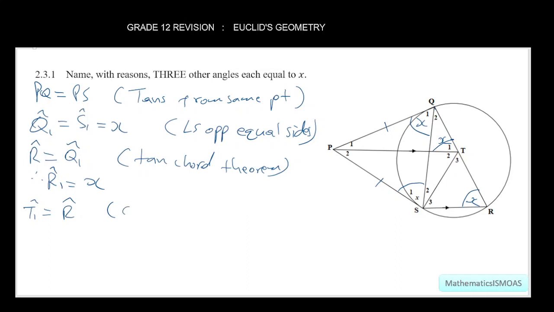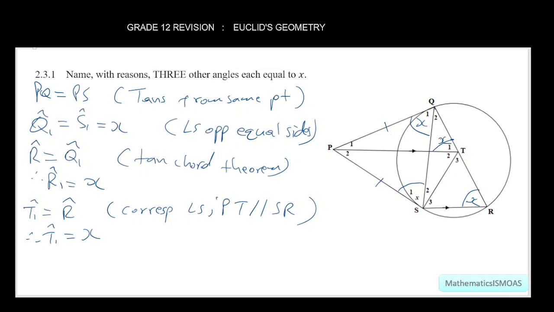The reason for that, corresponding angles. And then from there, you need to give the two parallel lines. We're saying PT is parallel to SR. Angle T1 is equal to angle R. Why? Corresponding angles, because PT is parallel to SR. Therefore, T1 will be equal to X, since angle R is equal to X and angle R is equal to angle T1.